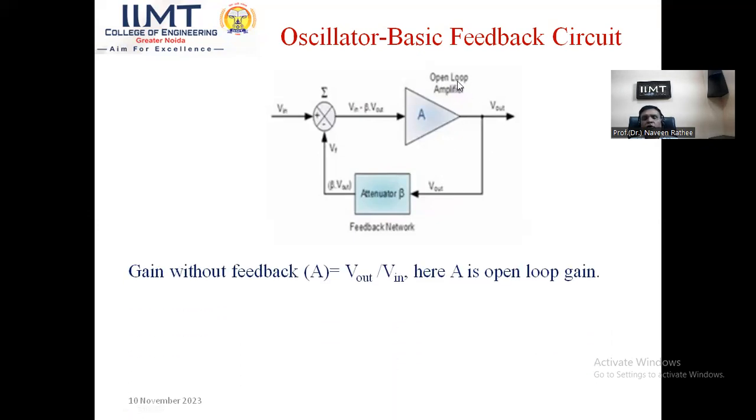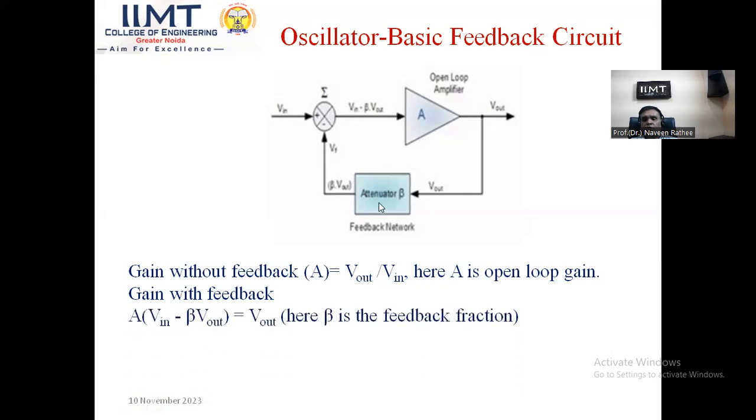As we know, when we talk about the open loop operational amplifier, the gain of this is very high. A is equal to V out by V in, everybody knows it. A is the open loop gain. Now, if I want to find the gain of this entire circuitry, that is the gain with the feedback, because now we have connected the feedback network also, what will it be? Gain with the feedback network will be equal to A multiplied by V in minus beta times V naught, which is equal to V naught.